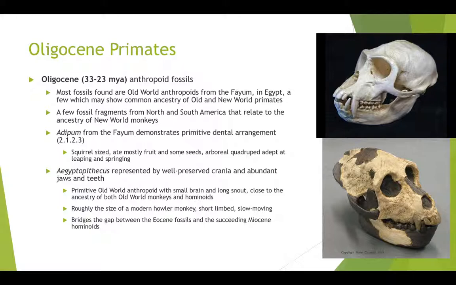So we've got one genus, Oligopithecus, from the Fayum, that represents this primitive dental arrangement, so presumably not part of this divergence for New World species. It was basically squirrel-sized, ate mostly fruit, some seeds, an arboreal quadruped adept at leaping and springing.